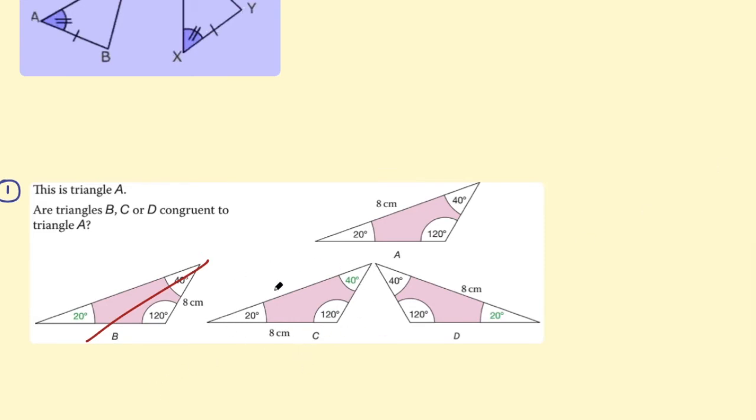Again, with triangle C, all the angles are equal. However, the side, again, the corresponding side is not the same. So C is not congruent. Now D, you can see, is flipped over. So the angles are all the same, but the triangle is just a reflection of triangle A. And yes, the corresponding side is 8 centimeters, so we can say D is congruent.